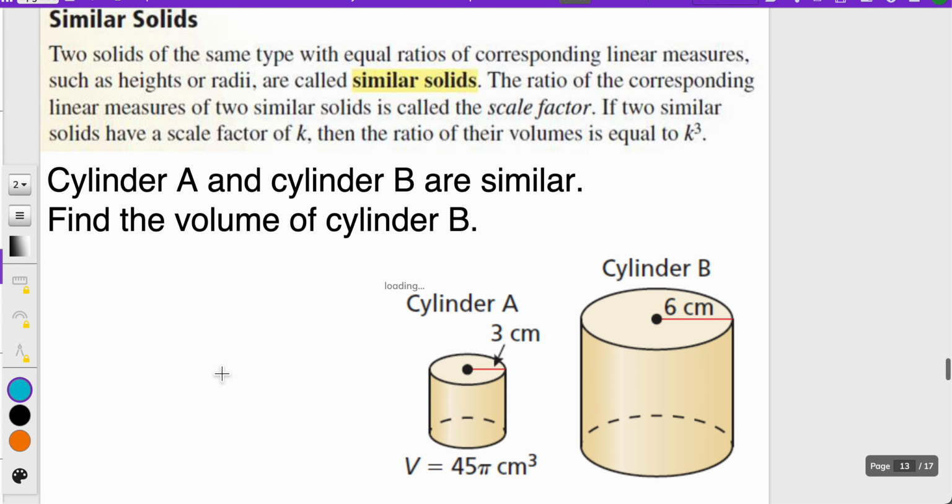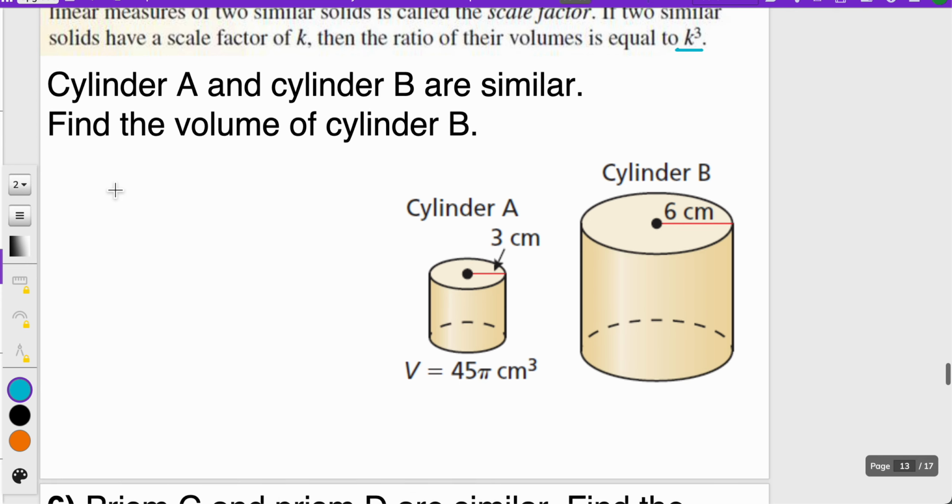Next up, similar solids. This one's an important one to make sure you understand. Similar solids can be found if you notice that their heights or radius are having equal ratios. That ratio for the corresponding linear measures of two similar solids is called the scale factor. So if two similar solids have the scale factor of K, then the ratio of their volumes is equal to K to the third.